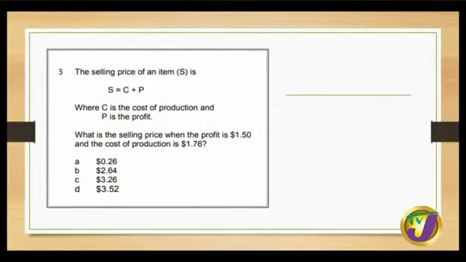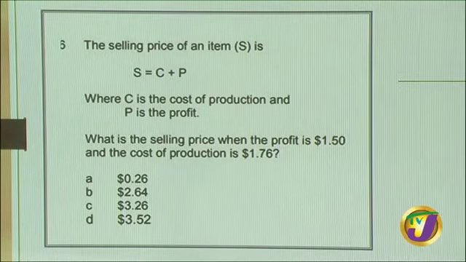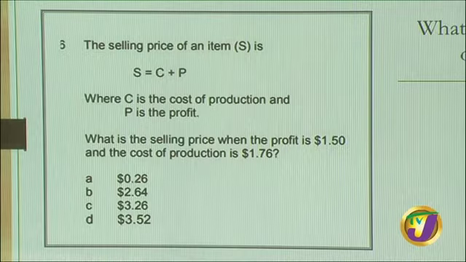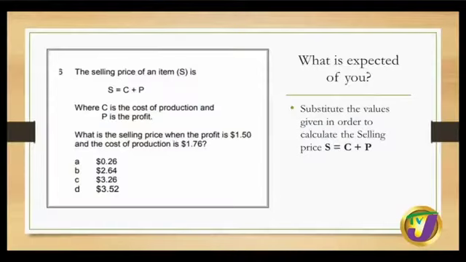The selling price of an item, indicated by the S, is S equal C plus P. C is the cost price, cost of production, and P is the profit. Let us look. What is the selling price when the profit is $1.50 and the cost of production is $1.76? What are we asked to do here? What are you expected to do? Substitute the values given in order to calculate the selling price.